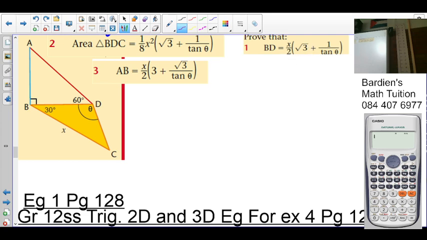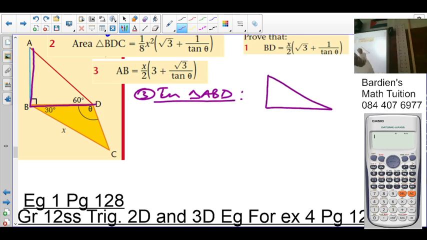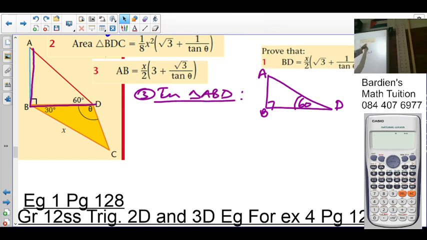So if we're looking at AB, AB is this length, and we must use that length. So which triangle are we going to work in? We're going to work in triangle ABD. Do I have to draw this, people? No. Do I have to say which triangle I'm working in? No. But for our own safety, we do it. So, what is BD? BD we have proven already.